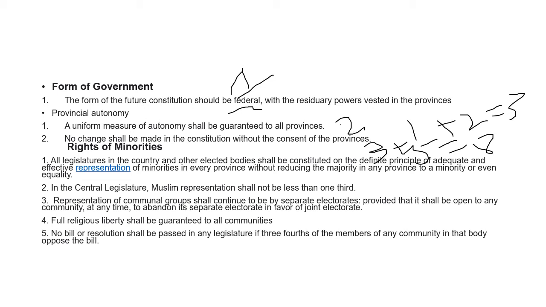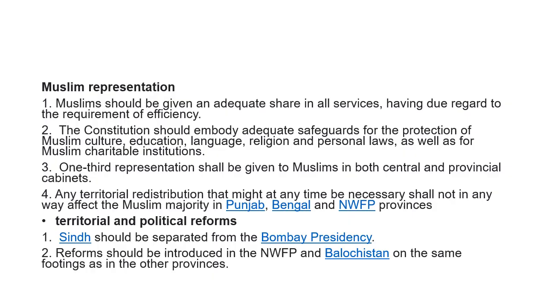And if any minority wants to abandon that separate electorate in favor of joint electorate, they should be free to do so, and this should be decided by the minority itself, rather than by somebody outside the minority. Either they will be elected through joint electorate or separate electorate. And he demanded full religious liberty for all communities, and he also demanded that no bill or resolution shall be passed in any legislature if three-fourths of the members of any community in that body oppose the bill.